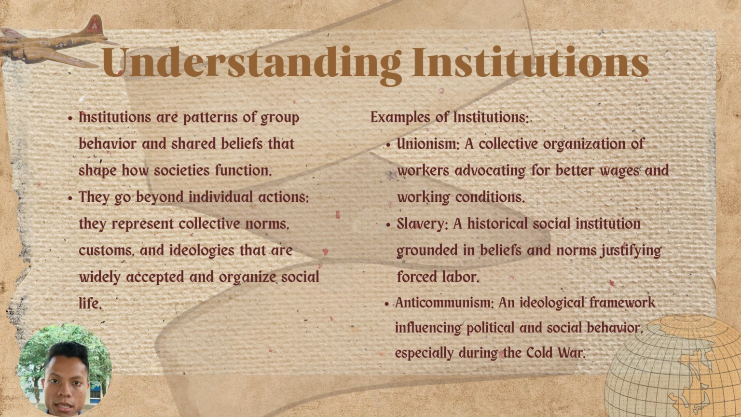Slavery was both an institution and a cultural belief system that shaped social and economic relations. Anti-communism, as a political ideology, has functioned as a socio-economic institution influencing policies and society. As we can see, institutions are more than just organizations. They influence behavior at the group level.